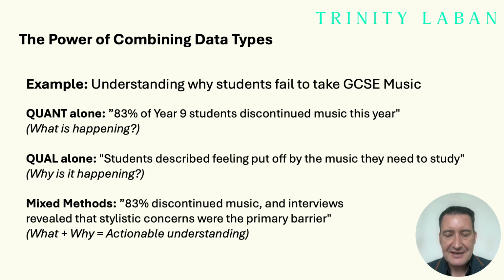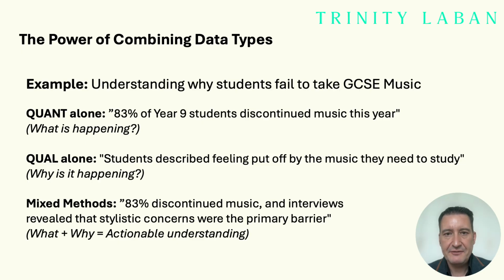So let's drill this down into even more concrete examples and why you might actually want to use both types of data. Let's look at this example, thinking about why students might discontinue music at GCSE. If you only had the quantitative data, it might tell you that 83% of Year 9 students discontinued music in this year. Whilst that's important because it tells you the scale of a problem, perhaps it doesn't tell you why this is happening. That's the thing that was missing from this quantitative data.